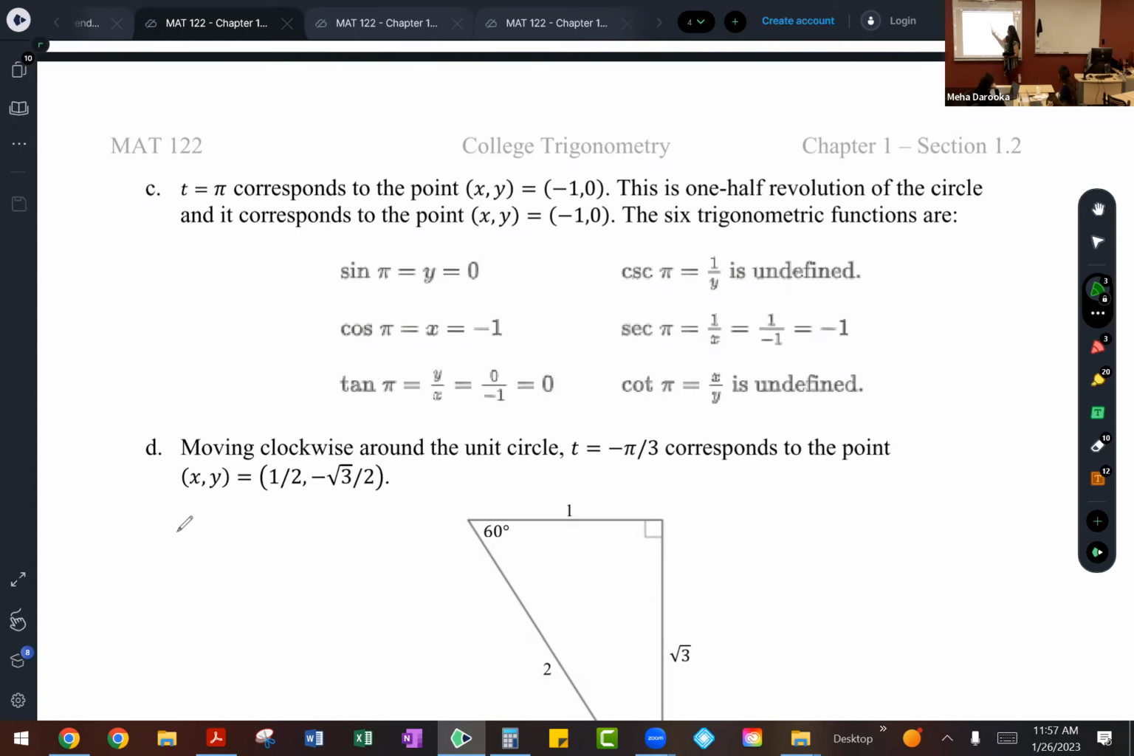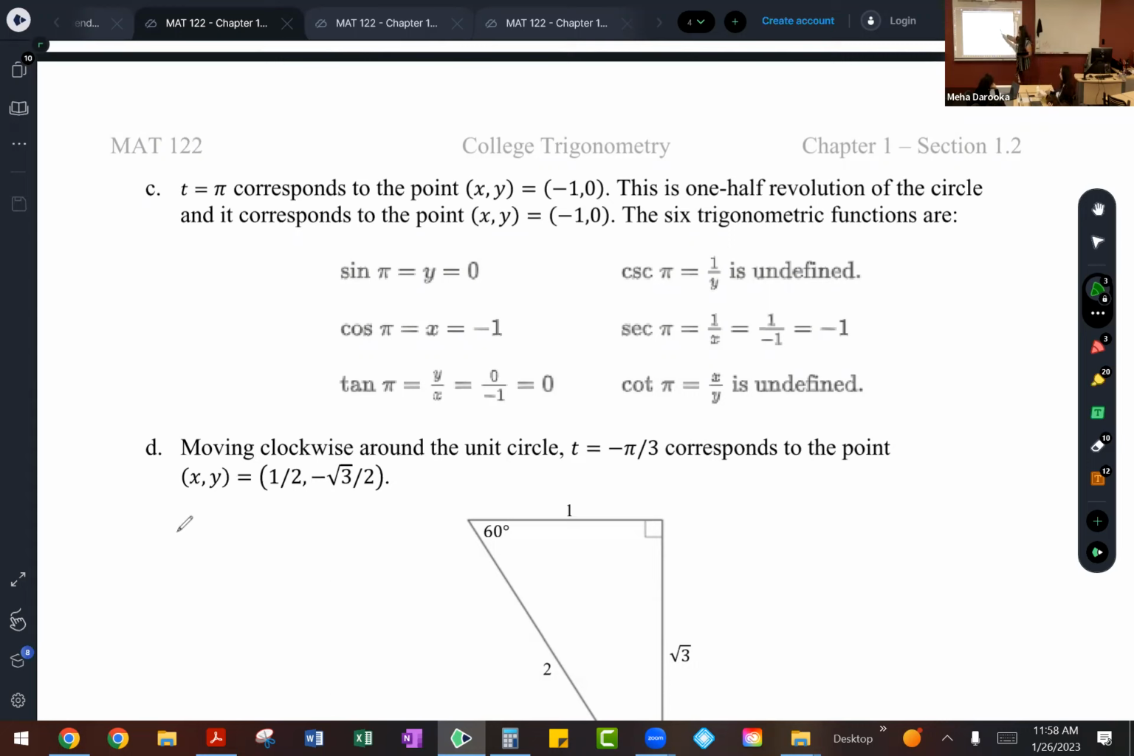Your y value is going to be 0, which is actually going to be your cosine. Did I say that? No, I said it the other way around, didn't I? Y is the sine function, which is going to be 0. Cosine is the x function, which is -1. 0 divided by -1 is okay because you get 0, but when you divide -1 by 0, you're going to get undefined. So your cotangent is going to be undefined at that pi angle.